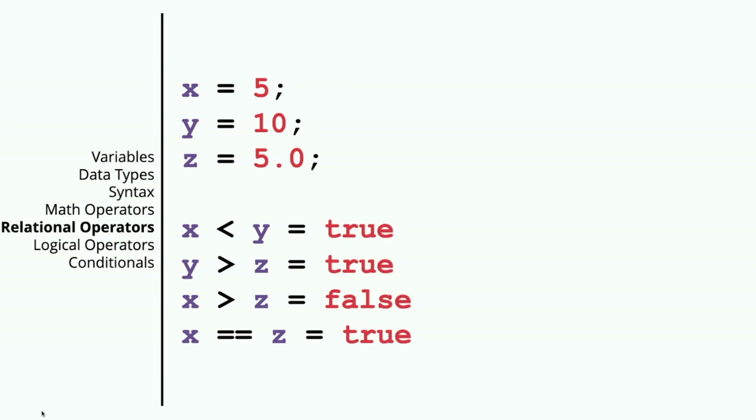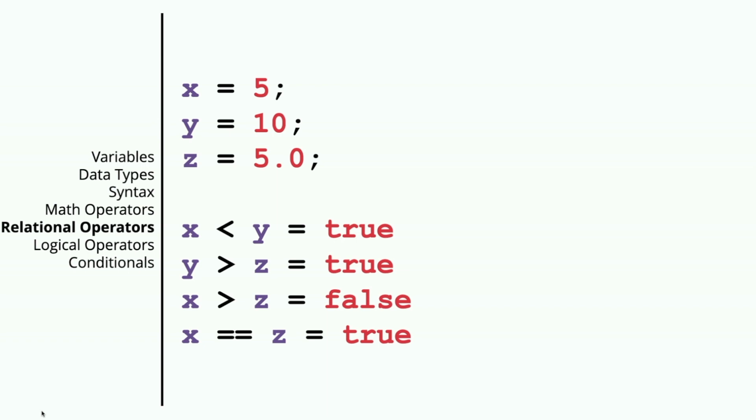So if we had done a caret and an equal sign, then it would have been true, because then we would have been checking, is 5 greater than or equal to 5.0? So it would have been inclusive of 5. But because we just did a greater than, it's not going to be inclusive. 5 is not greater than 5.0. So it evaluates to false.